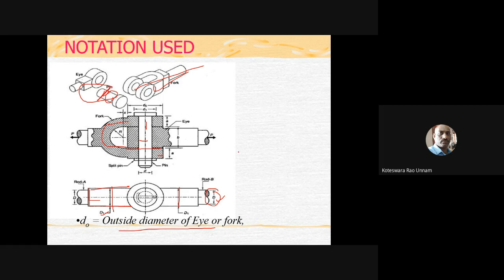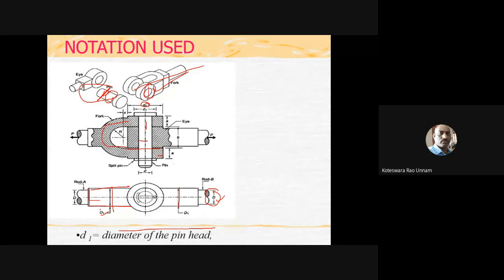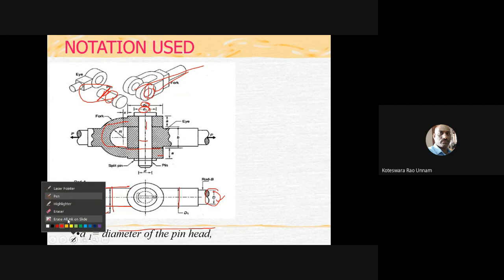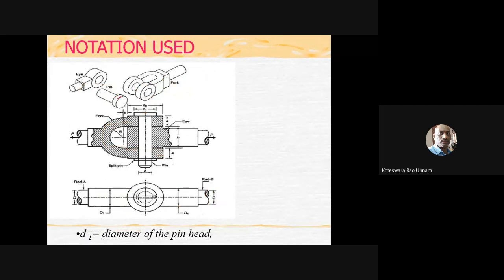You can see that here it has clearly shown DO. DO is the outside diameter of this. From this you can see that it is the outside diameter of eye or fork. So that means this diameter. Then you have D1, diameter of the pin head. So here you have a pin, this is the pin, and this is going to be the head of the pin. This diameter he has taken as D1.